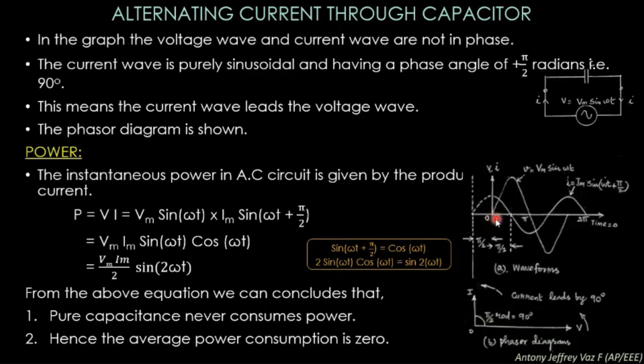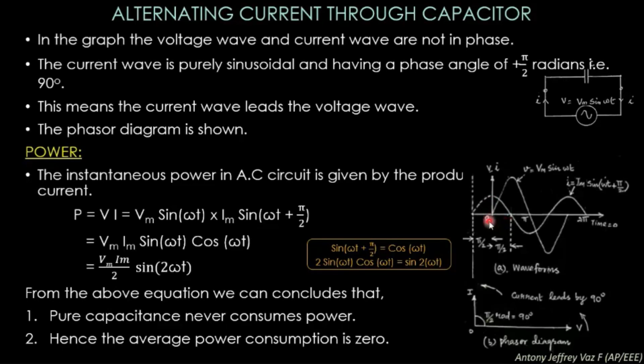Here you can see the current wave and the voltage wave are not starting at the same time. That is, if the voltage wave is 0, the current wave is not 0. See, at this instant the voltage wave is 0, but the current wave is at its peak. So this represents a phase shift of plus 90 degrees.